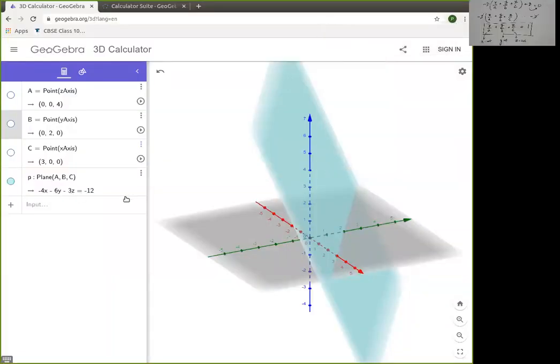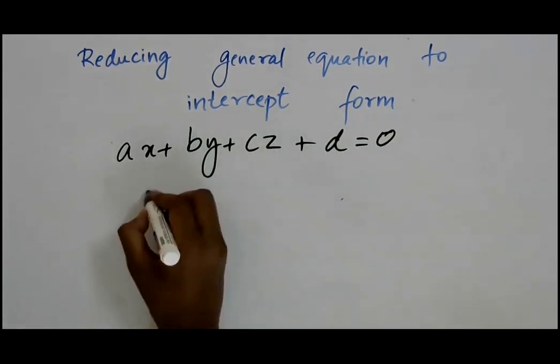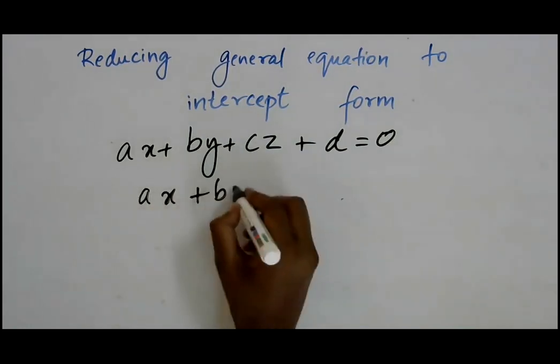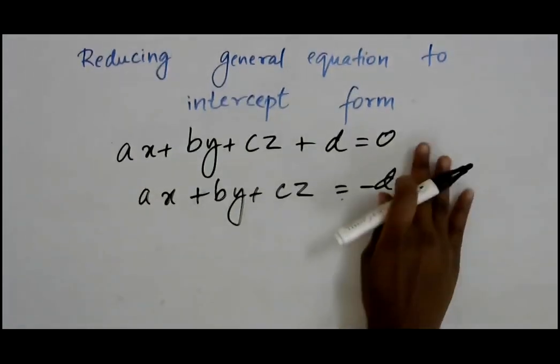So if we look at this equation also, dividing it throughout by minus 12, we will be having 1 on the right hand side. So here we will be having x upon 3 plus y upon 2 plus z upon 4. Those are actually the intercepts of x, y and z axis respectively. So we can try to generalize that particular example for any general equation. If we are given any equation, we can rewrite this as ax plus by plus cz is equal to minus d.